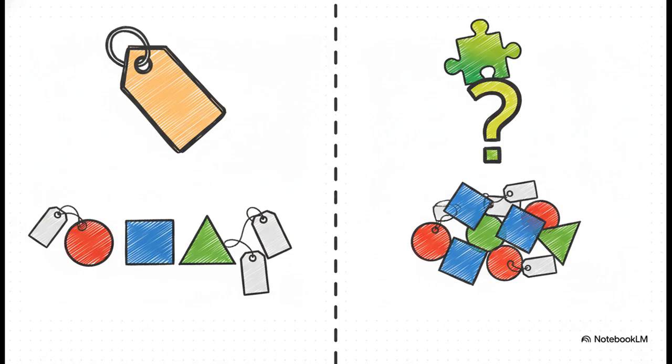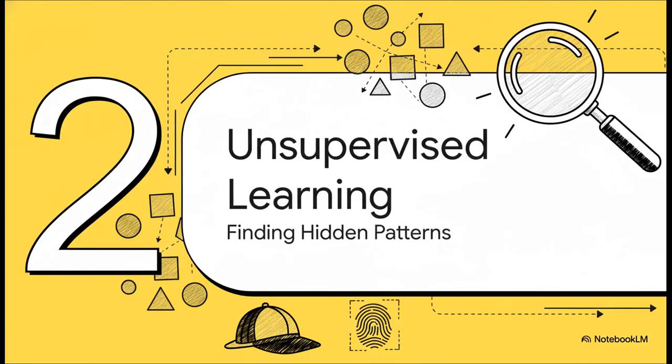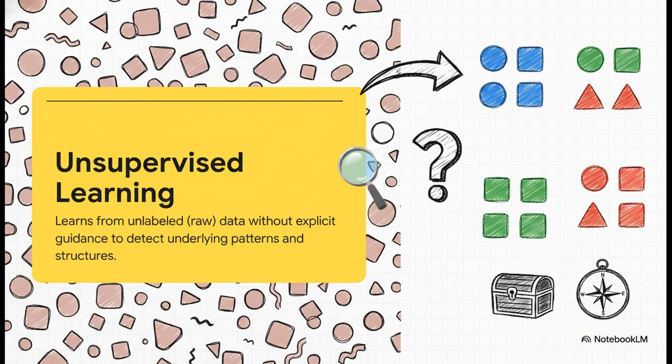But what happens when you don't have an answer key? What if you're just given a giant pile of raw data? Well, that brings us to our second big idea. This is where the machine is less of a student and more of a detective, sifting through all the evidence on its own to find clues and connections. This is unsupervised learning. So with unsupervised learning, you're basically telling the model, here's a whole bunch of raw data. I'm not telling you what's important. You go figure it out. Its entire job is to explore that data and find the natural groups and hidden structures all by itself. It's about discovery, not prediction.